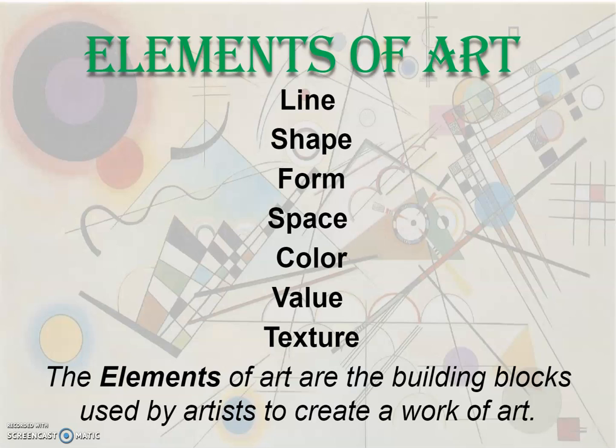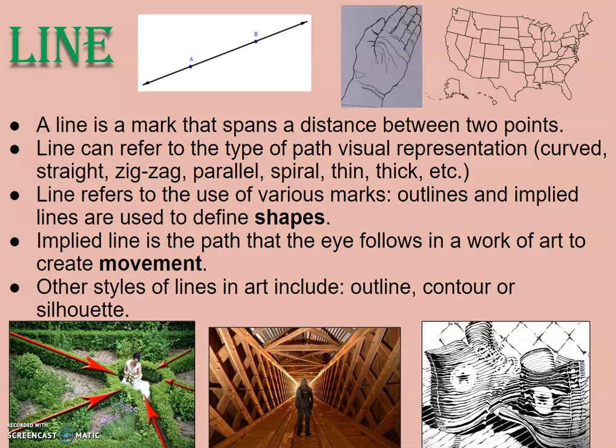For example, take a look at the image in the background. We see a lot of different lines, we see shapes, we see colors, we see values in some areas. We do see some textures. We don't see as many forms at the moment in that particular artwork, but we're going to go through each one so you get a better understanding of what each one means. So first we are going to start with line.